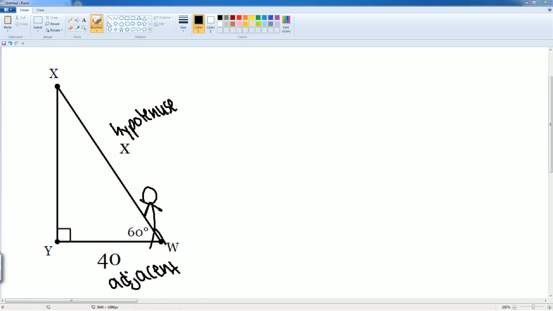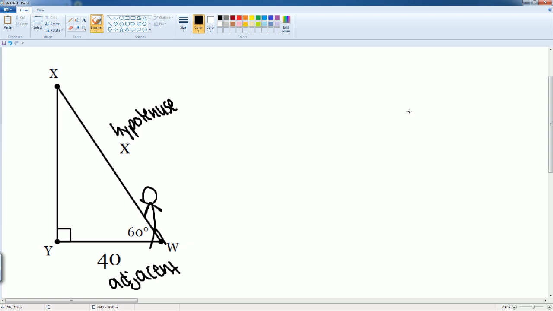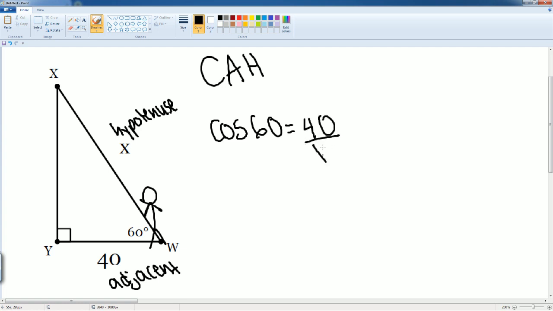Here we have adjacent and hypotenuse. Let's take a look at our trig ratio. Adjacent and hypotenuse is your cosine, so that's the CAH part. So we can write cosine of 60 degrees is equal to the adjacent, which is 40, divided by the hypotenuse, which is x.